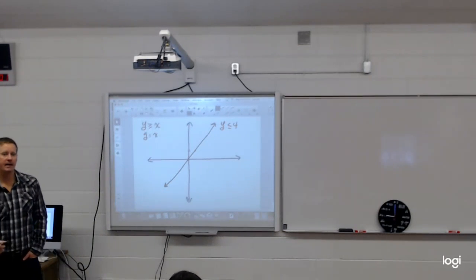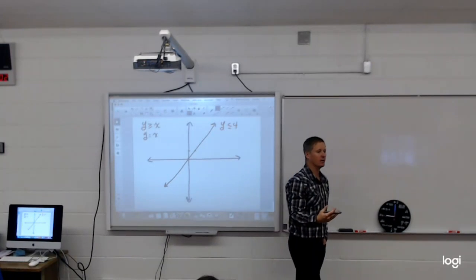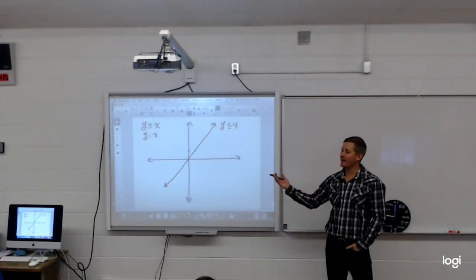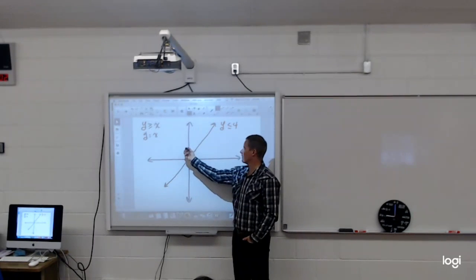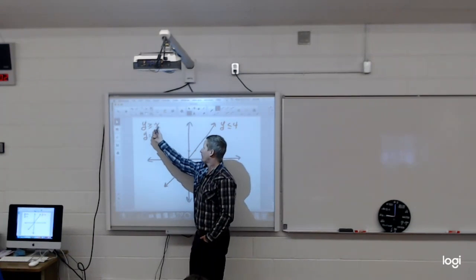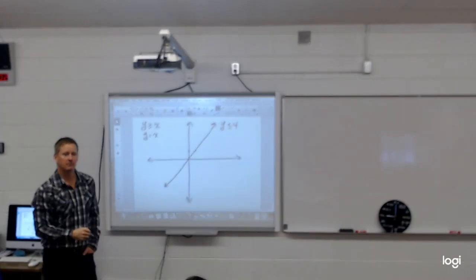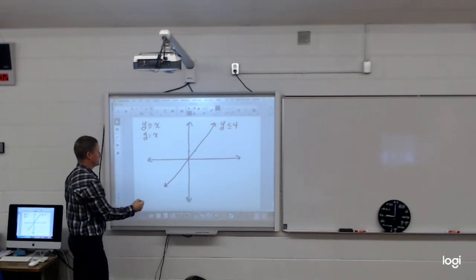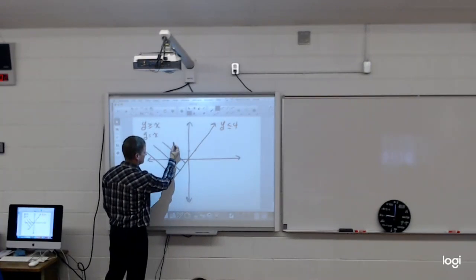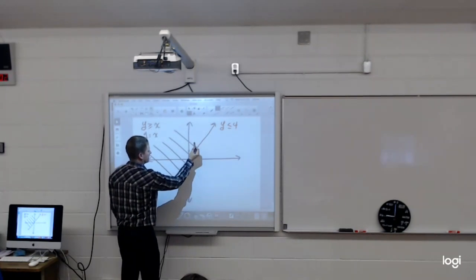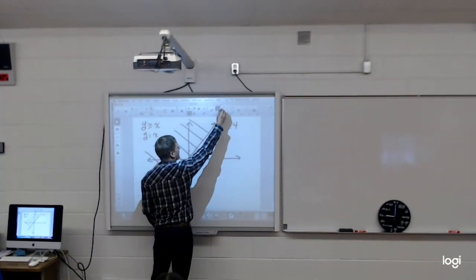Okay, now I've got to shade. I can't use the 0 and 0 because it's on the actual line, so we know it's going to be true. So it doesn't help me with the region. So I'm going to pick another coordinate, any coordinate. Let's pick 0 and 1. So I put in 0 for x and 1 for y. Is 1 greater than 0? Yeah, so I'm going to shade on this side of it.